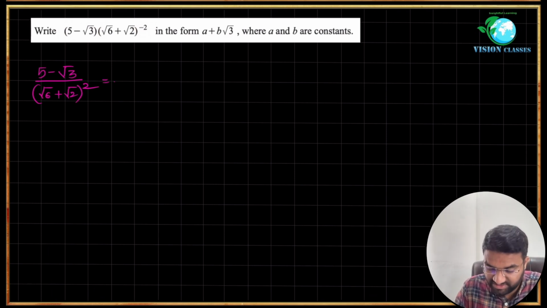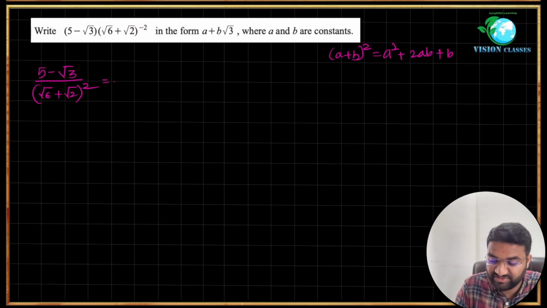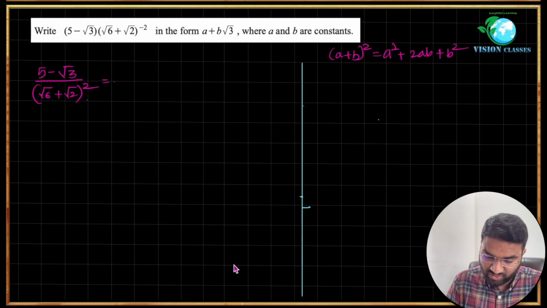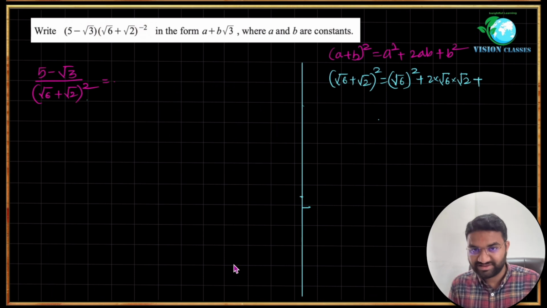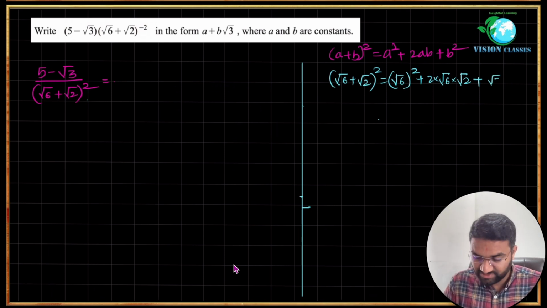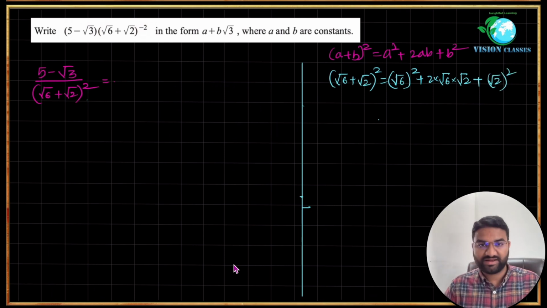Here again you have to expand it using the formula (a plus b) squared, which is a squared plus twice ab plus b squared. I will expand here only. So we have (root 6 plus root 2) squared. Using this formula, that is (root 6) squared plus 2 times root 6 times root 2 plus (root 2) squared, isn't it?